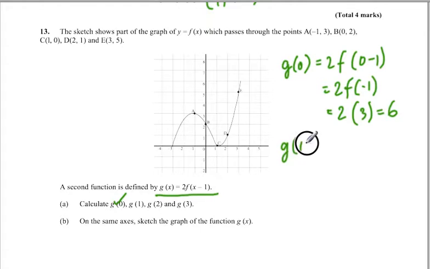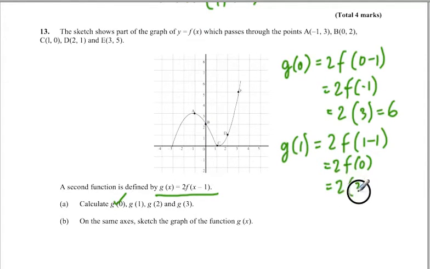It's the same concept. We're going to do 2 times f of 1 minus 1, which is 2 times f of 0. And what is f of 0? f of 0 is 2. Okay, f of 0 is 2. So 2 times 2, which is equal to 4. So g of 1 is equal to 4.